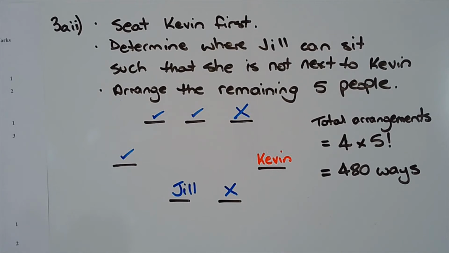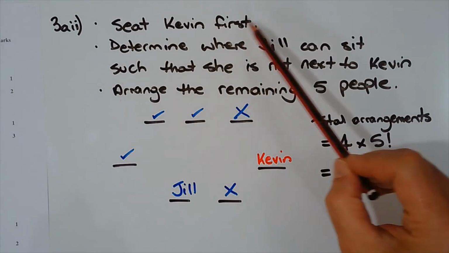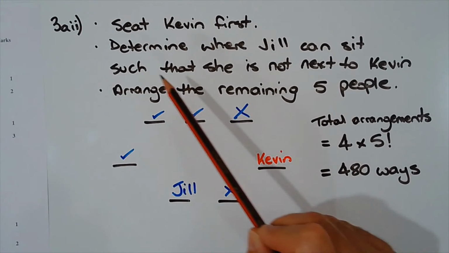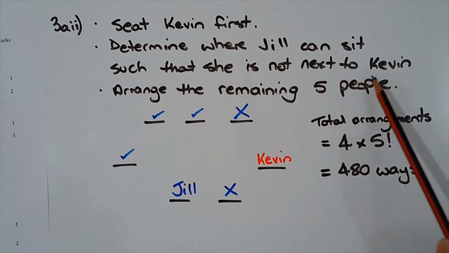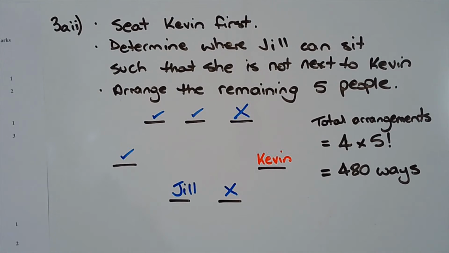We can use complements, where we determine a number of arrangements where Kevin and Jill are sitting next to each other, and then subtract that from the answer in part 1. Or we can seat Kevin first somewhere around the circle, determine where Jill can sit such that she is not next to Kevin, so count the number of ways that can happen.